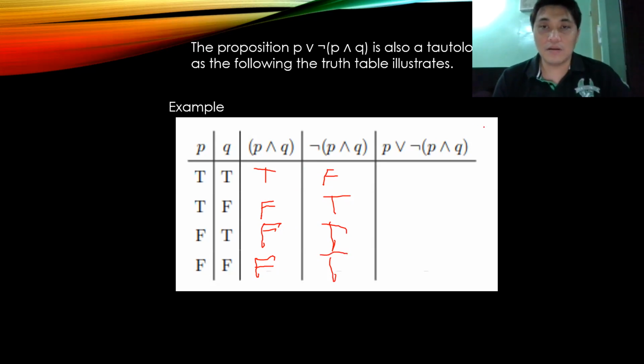And our last problem or our last equation, P or negation of P and Q. So let us check if it is a tautology. So this is the P, and we will get another equation in this area, the negation of P and Q. So our P is true and here is false. Our answer is true.